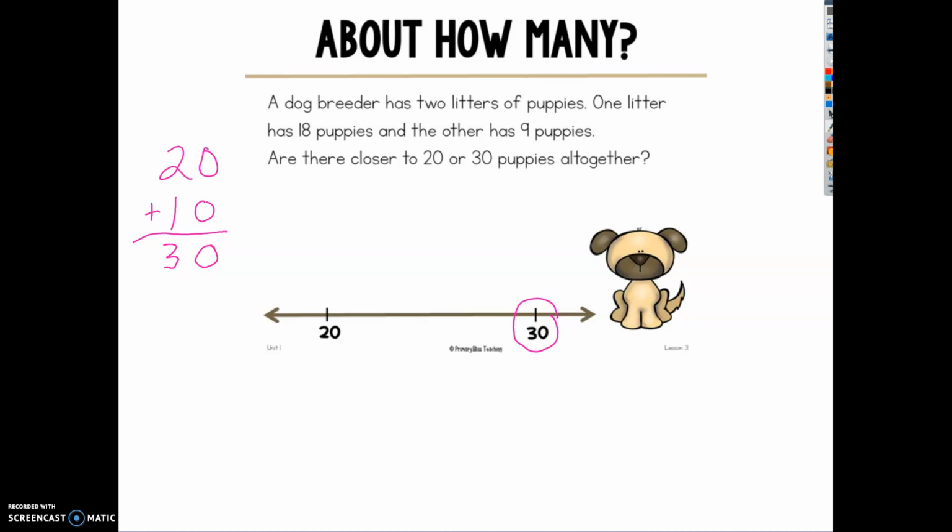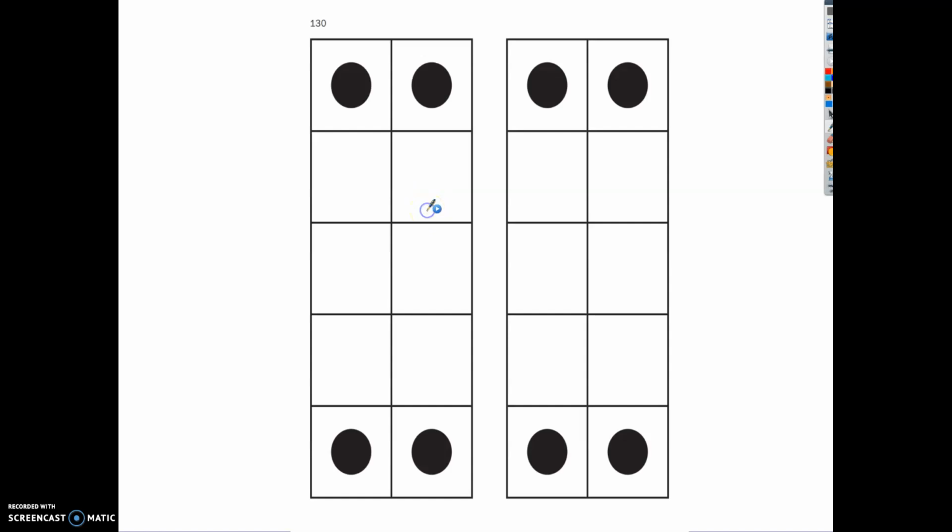The next activity we're going to do is going to be looking at some quick look cards. So when I show you these cards, I'm only going to show it for a few seconds, and then I want you to think about what you saw and how you saw it. What did you see?